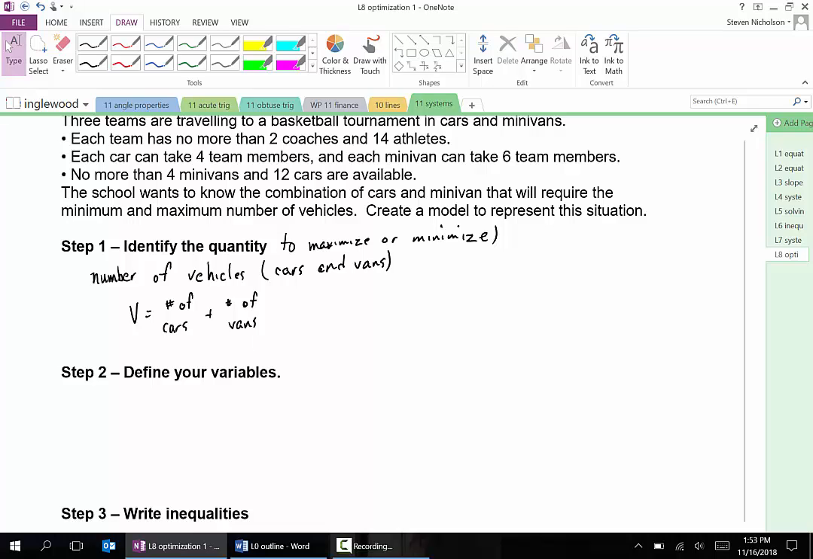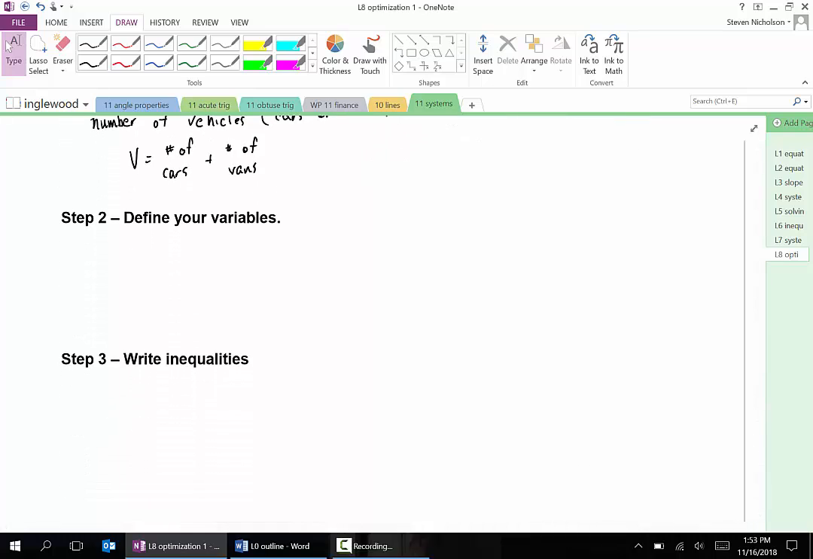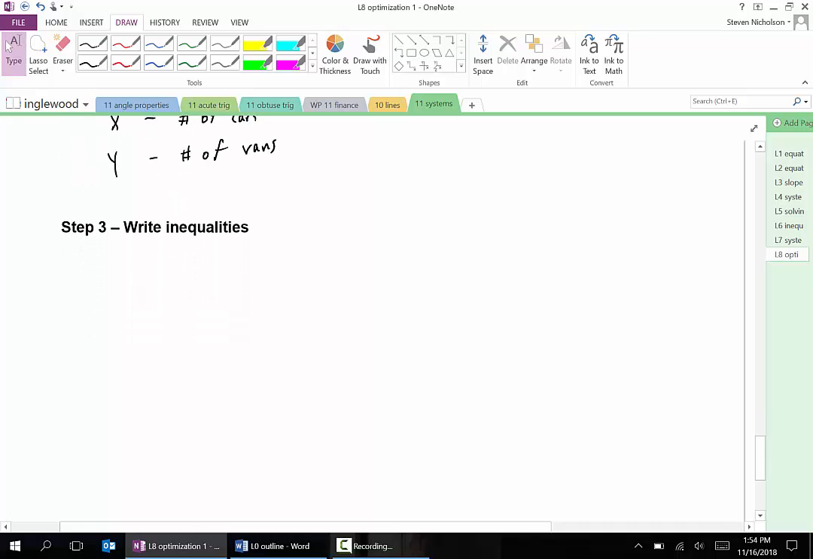If we looked at this individually, it's a little bit different than if we looked at it as the 3 teams. But anyway, we'll work our way through. So define our variables. Again, what can change? Well, not the number of people. The number of people is right there. What can change is how many cars you rent and how many vans. So I'm going to call X the number of cars, and Y then would be the number of vans. This is ultimately the question: how many cars, how many vans should we rent? Okay, now we're going to write those inequalities.